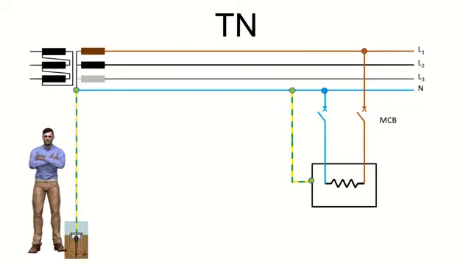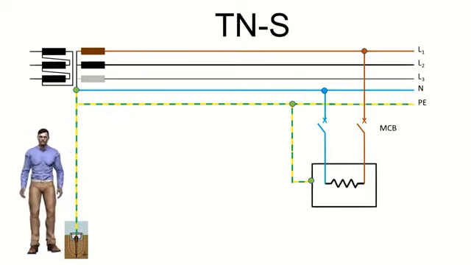Scheme TN. In a TN system, the neutral of the supply is connected to earth directly, while the masses of the receiving loads are connected to the same earth connection of the neutral. The electrical diagrams TN can be divided into 3 types depending on whether the neutral and the protective conductor are separated or not. TNS diagram.